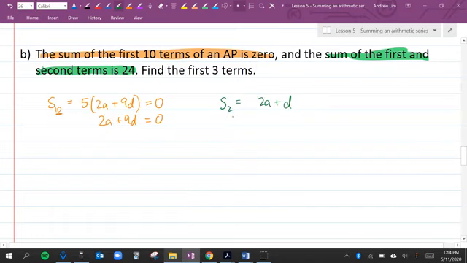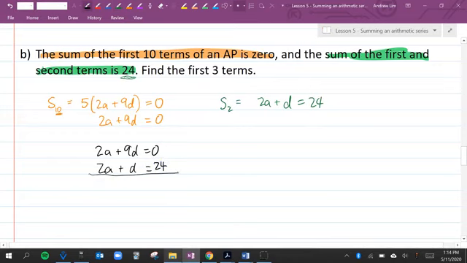Now, we've got 2 unknowns, so we need to solve this simultaneously. We've got 2a plus 9d is equal to 0. And we've got 2a plus d is equal to what? Well, according to the question, it's equal to 24. So I'm just going to write equals 24 here, as well as down here. And now we can solve this simultaneously.